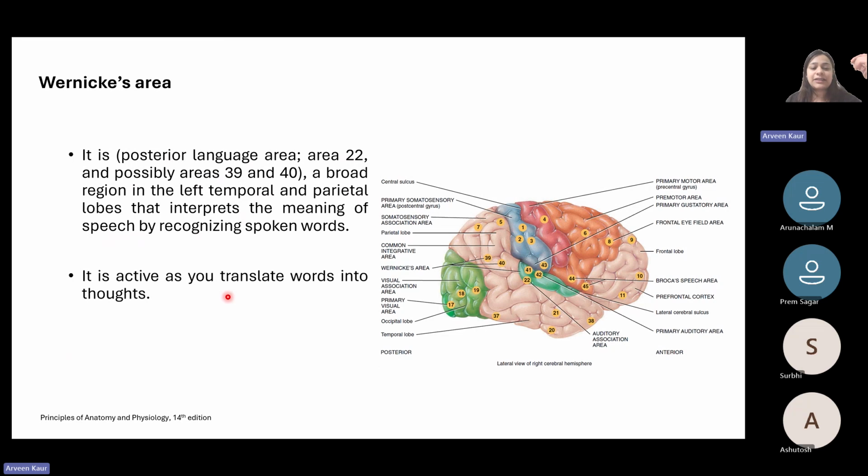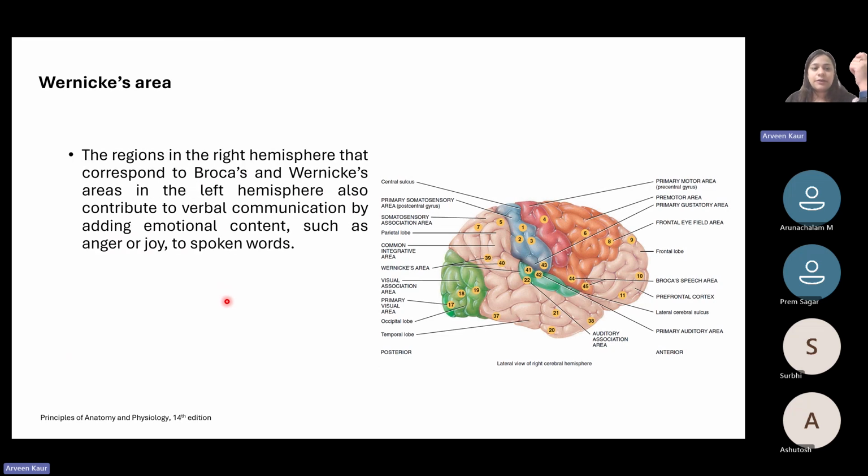It is active as you translate words into thoughts. The region in the right hemisphere that corresponds to Broca's and Wernicke's area in the left hemisphere also contributes to verbal communication by adding emotional content such as anger or joy to spoken words. Right? Both of these are more dominant in the left hemisphere, the Broca's speech area and the Wernicke's area. So, language composition, comprehension, and understanding of language is mostly in the left hemisphere of the brain, but the corresponding region in the right hemisphere also has something to do with this communication part itself.